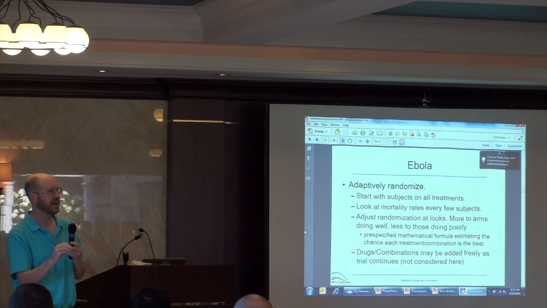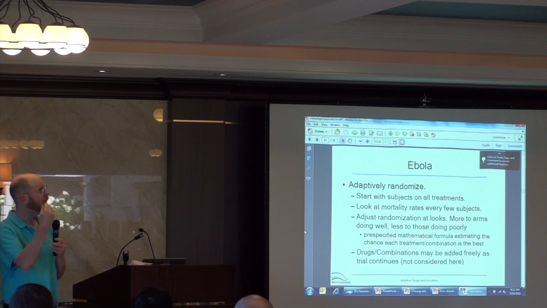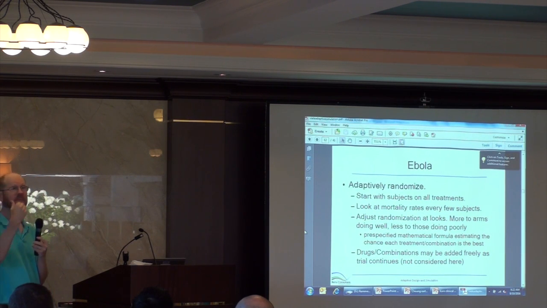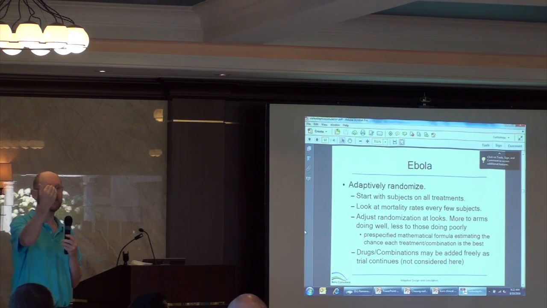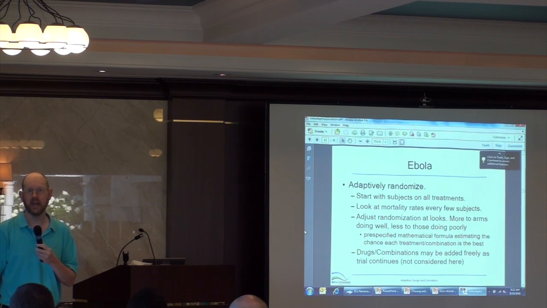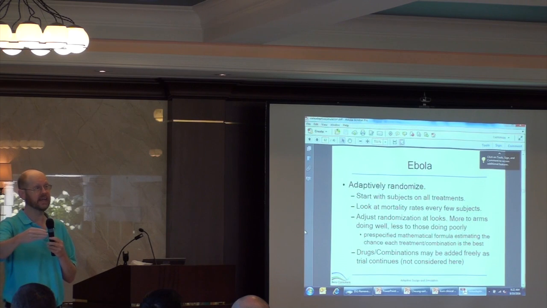We are not going to change allocation probabilities from 10 to 0%, because 3 patients isn't enough to do that. But we can start tweaking. If we see 3 people lived on an arm, they go from 10 to 11 to 12. If all 3 people died on an arm, they can go from 10 to 9. And we're going to look again in a few patients, and again and again.